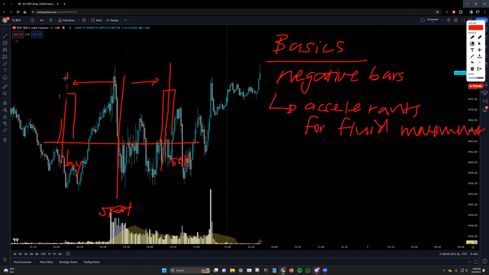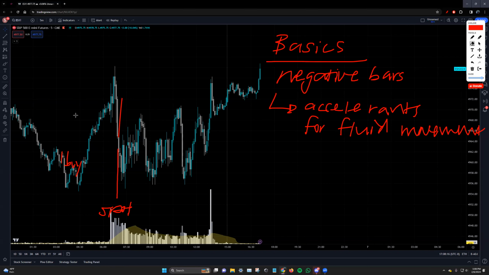Let me erase all this garbage. Can I make this eraser bigger? Yes, I can. One second, almost done.